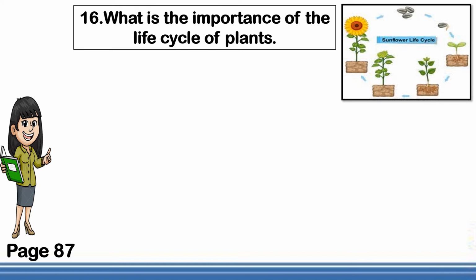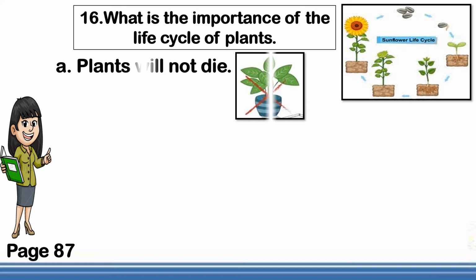Number 16. What is the importance of the life cycle of plants? You can see the picture. Seeds, sapling, will have flower, and in the flower you can see the seeds in the middle of the sunflower. What is the importance of the life cycle of plants?